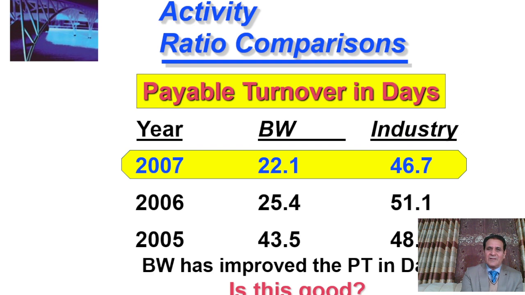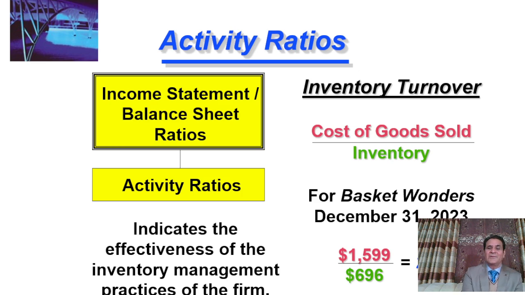You can compare your payable turnover with the industry payable turnover. You are well ahead of the industry: you pay in about 22 days while the industry pays in 47 days. BW has improved the payable turnover in days. Is this good? You must see that you receive in about 65 days and you pay in 20 days. It may create some mess in the future, and you may be short of cash.